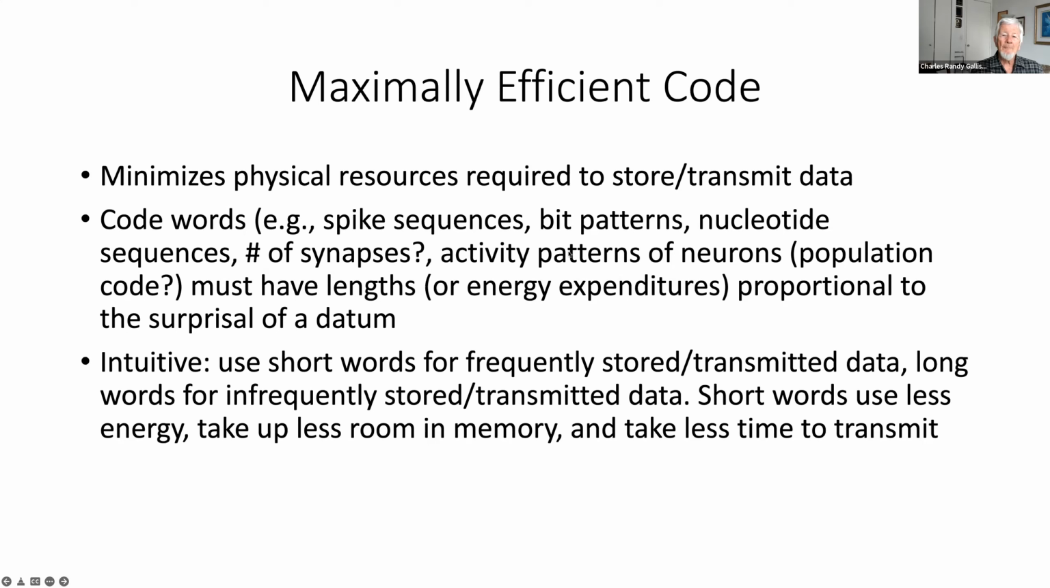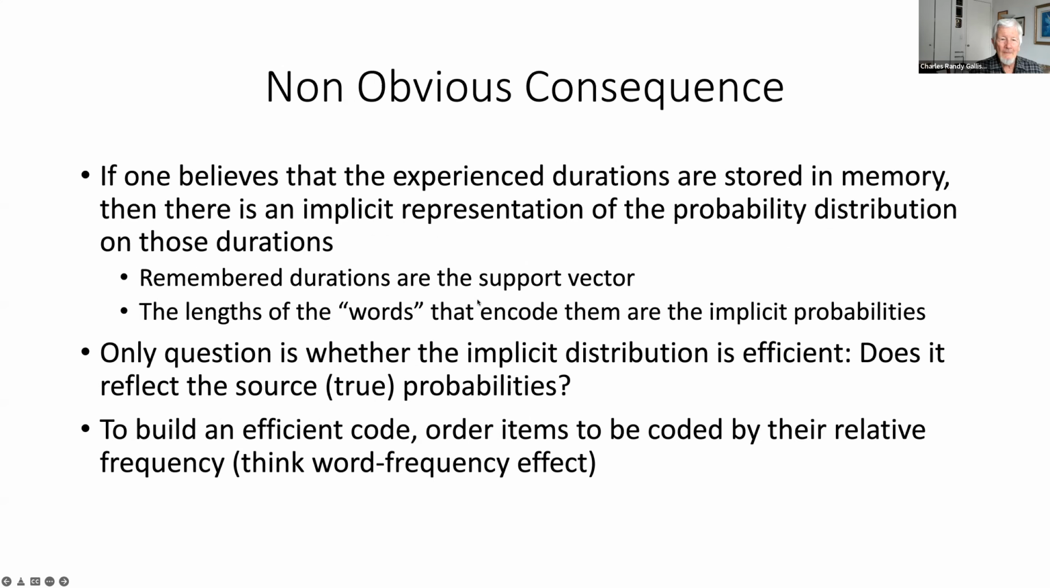Or it could be the activity patterns of neurons, which is what people seem to be referring to when they refer to a population code. Whatever you imagine the physical realization must be, this applies. You can't escape Shannon's coding theorem. Okay, so this has one very non-obvious consequence, which really startled me when it was first pointed out to me.